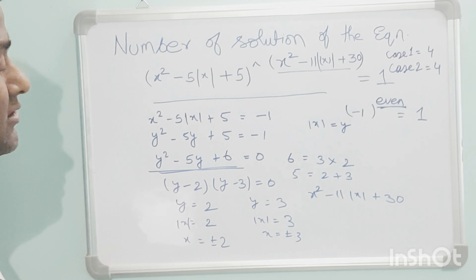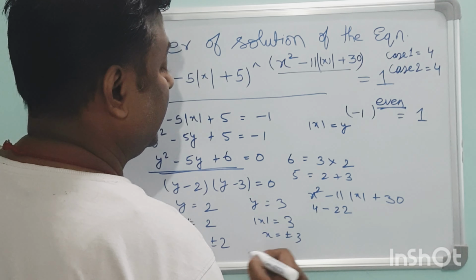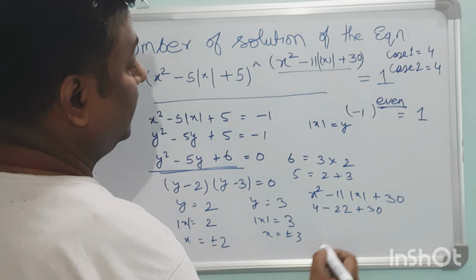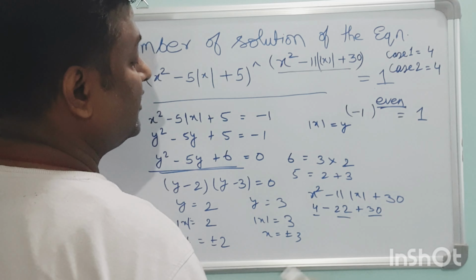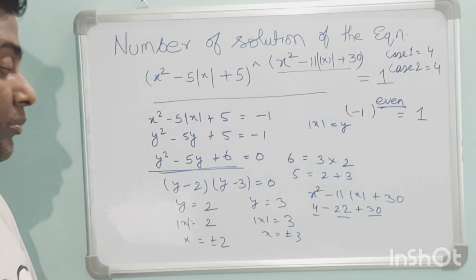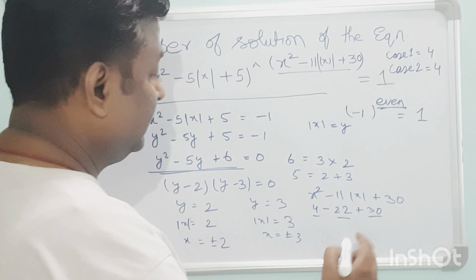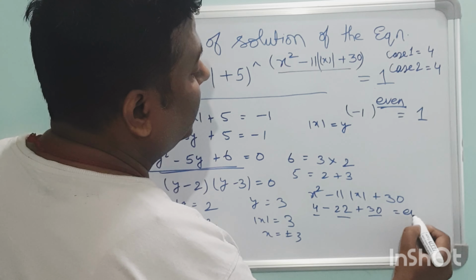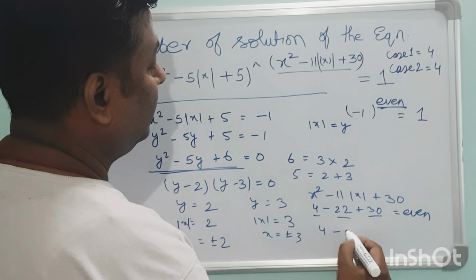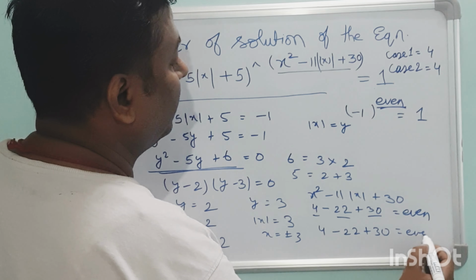When we put x is equal to 2, it becomes 4 minus 22, which is an even number, plus 30. As you can see, this is even, this is even, this is even. So addition and subtraction of even numbers will always lead to an even number. I am not going to calculate it. So this will definitely give me an even number. If I put minus 2, then it will become 4, then again minus 22 plus 30. This will also give me an even number.